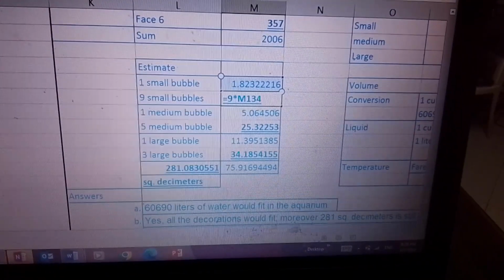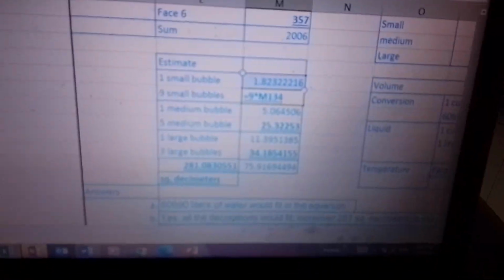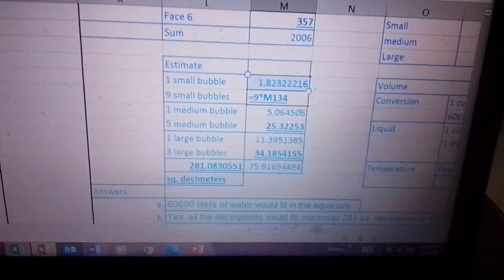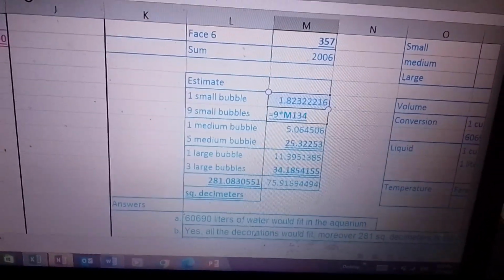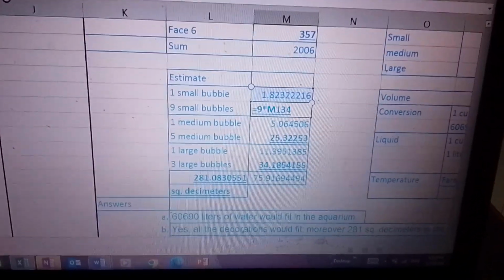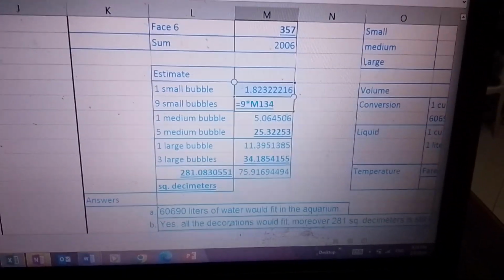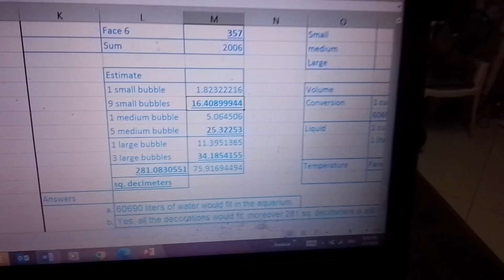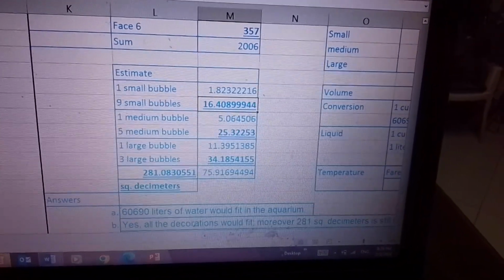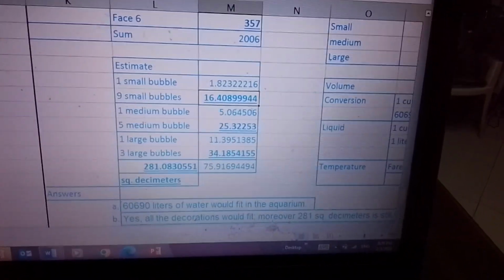Yes, kasi nga, diba remember, we're supposed to put 9 small bubbles. Because, diba remember, that's the thing. Because divide equally, eh. And then what we did is 9 times the area, the area which is 1.82. And we should get the area of one size if the small bubbles are there.